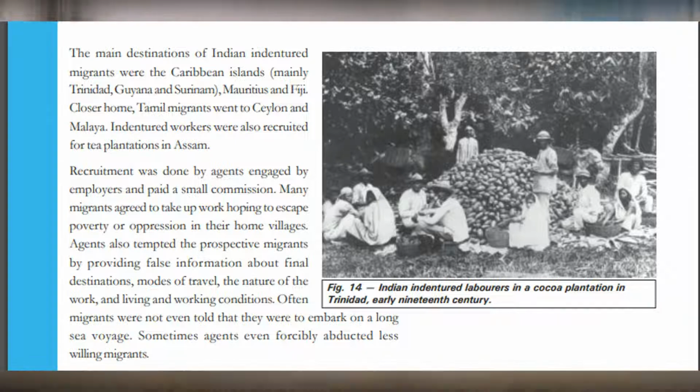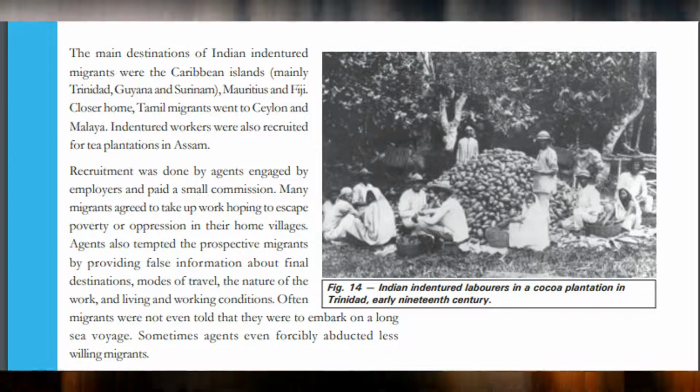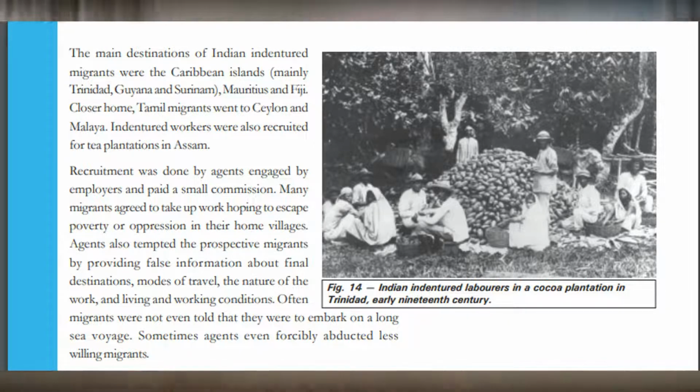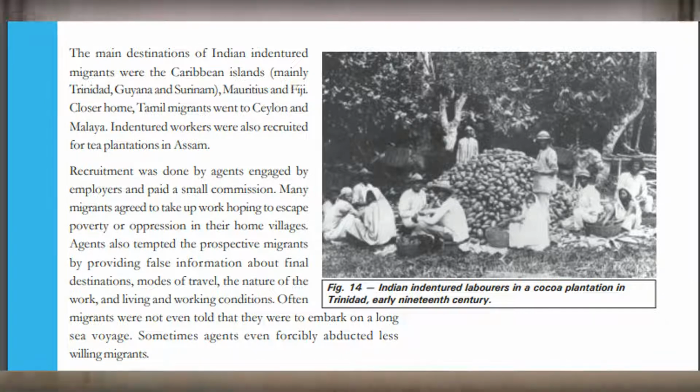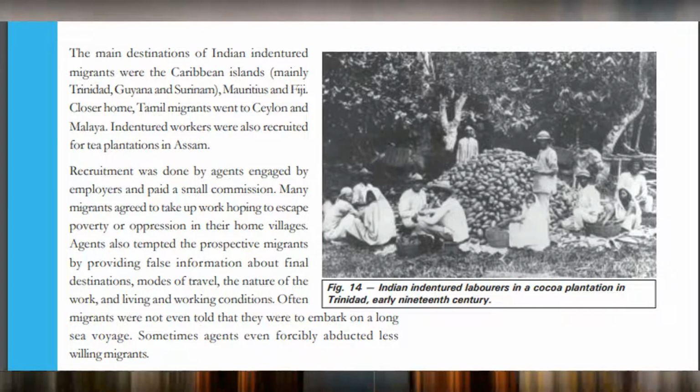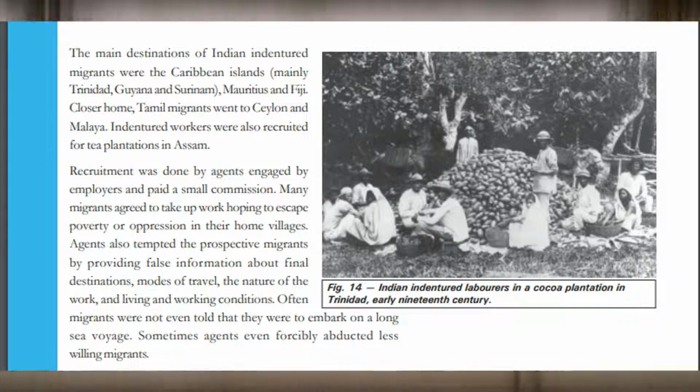Many migrants agreed to take up work hoping to escape poverty or oppression in their home villages. Agents also tempted the prospective migrants by providing false information about final destinations, modes of travel, the nature of the work, and living and working conditions. Often migrants were not even told that they were to embark on a long sea voyage. Sometimes agents even forcibly abducted less willing migrants.